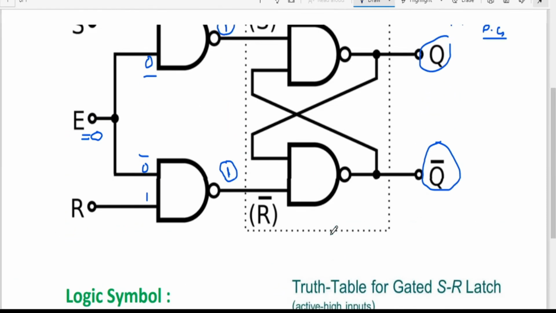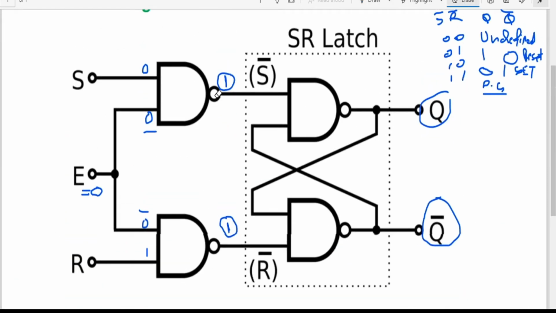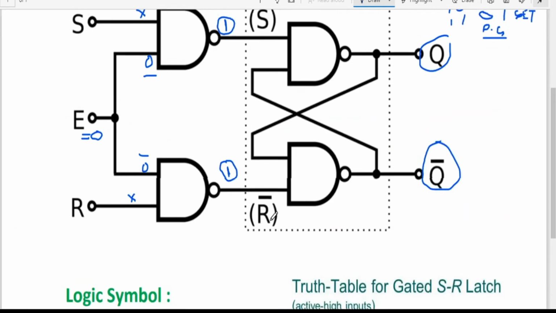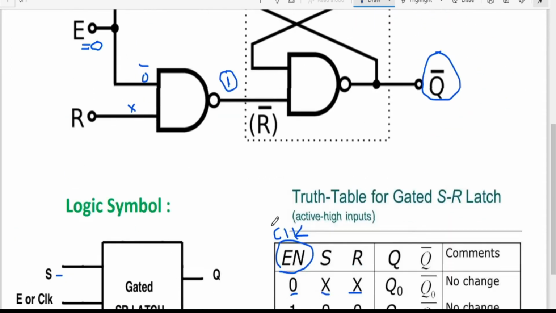Why X? Because here you can see, students, irrespective of whatever value S and R are holding, the value of S may be 1 or 0, and the value of R may be 1 or 0. I represent those inputs as X. The output of the NAND gate is going to be high only.